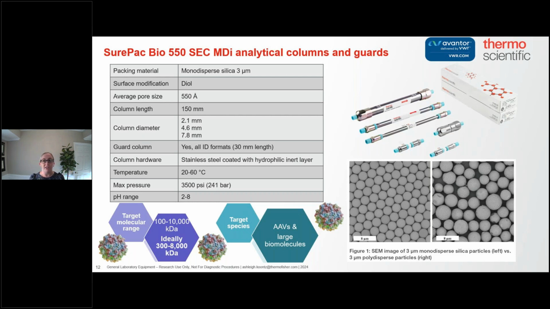And then for target molecular range and target species, certainly for AAVs, we really worked to design this around that particular size, but it can also work well for large biomolecules. So looking at that target molecular range based on what your analytes are within your developmental pipeline, looking at anywhere between 300 to 8,000 kilodaltons. We have also seen some good data on a 500 kilodalton protein recombinant vaccine. So when you think SurePac Bio SEC, don't just think AAVs. It will work great for AAV serotypes, but it can also work for other large biomolecules as well.